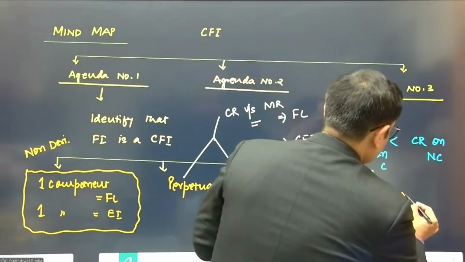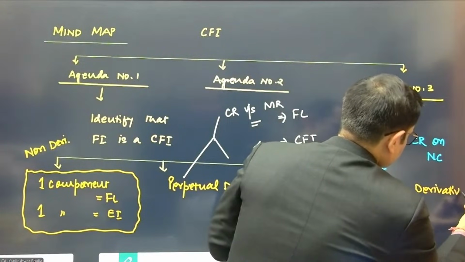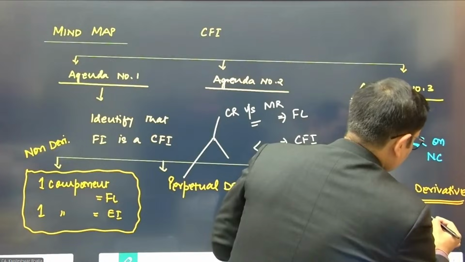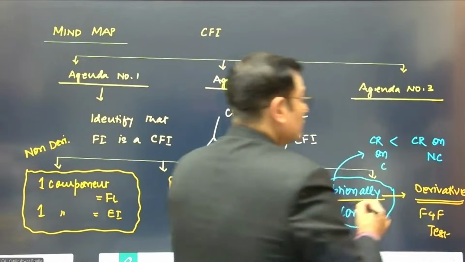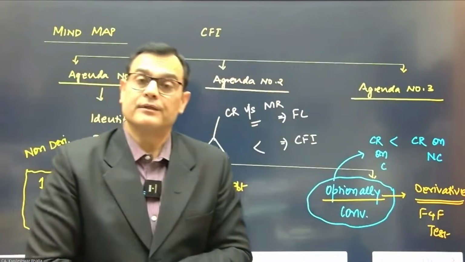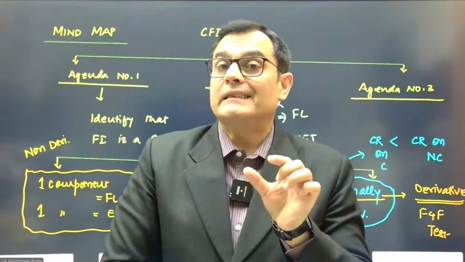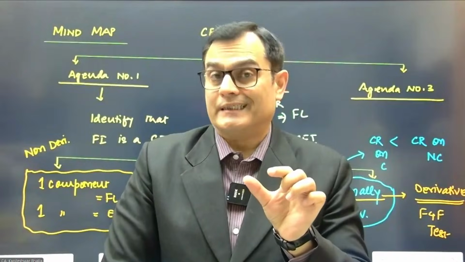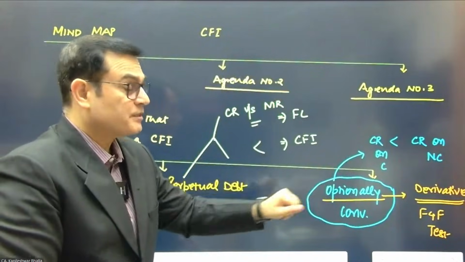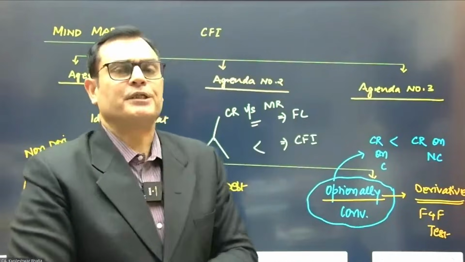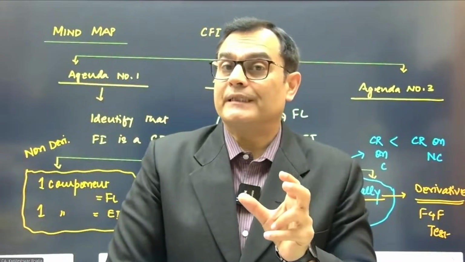But also we discussed, just to remind you, that the moment you say it is optionally convertible, it also means there is a derivative. And you need to apply the fixed-for-fixed test to decide whether we need to segregate the derivative or not. If you satisfy the fixed-for-fixed test, the equity element is not segregated. In that case, I'll document in the second agenda that we segregate only the FL and the equity element.